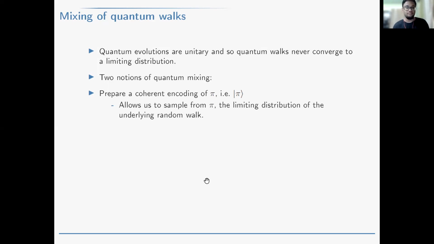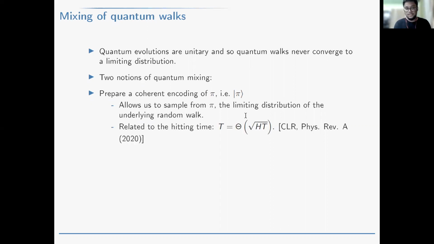One is that you prepare what is called a coherent encoding of the stationary state. You can think of this as: you had the stationary distribution of your classical random walk, and you write a quantum algorithm that prepares a quantum state corresponding to this classical stationary distribution, and you sample from this. But in a way, you are sampling from the limiting distribution of the classical walk and not the quantum walk. So in a sense, this is not really taking into account the actual mixing of the underlying quantum walk. Instead of the mixing time of the classical random walk, it's related to what is known as the hitting time of the classical random walk, which is the time required to hit a particular vertex of your underlying graph.